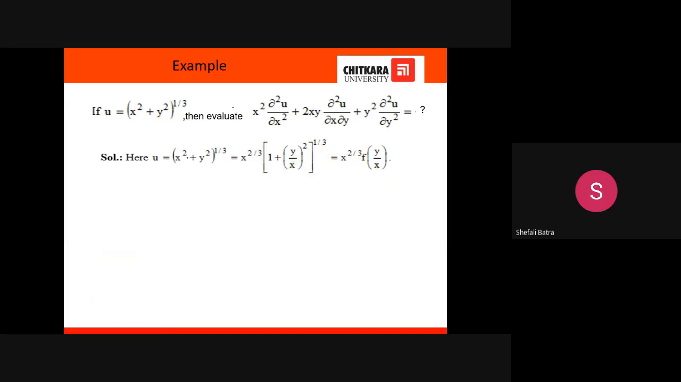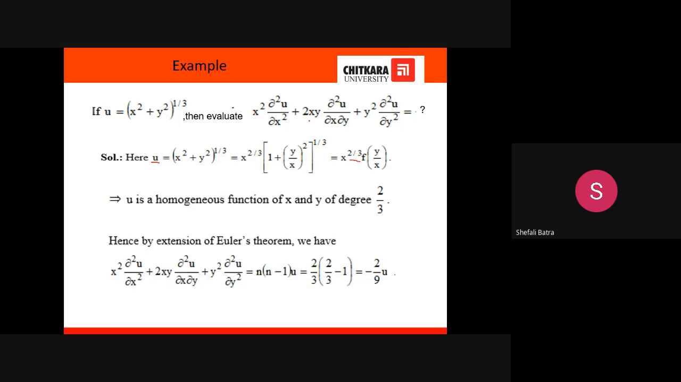See, u is equal to (x square plus y square) to the power 1 by 3, which is x to the power 2 by 3 times a function of y by x. So u is a homogeneous function with degree 2 by 3. Therefore, by the extension of Euler's theorem, this complete expression is equal to n into n minus 1 into u, and n is 2 by 3. So 2 by 3 into 2 by 3 minus 1 is equal to minus 2 by 9 times u. Then it is clear. See, everything is based on homogeneity. If you are able to find out whether this function is homogeneous and what its degree is, then there is no issue.